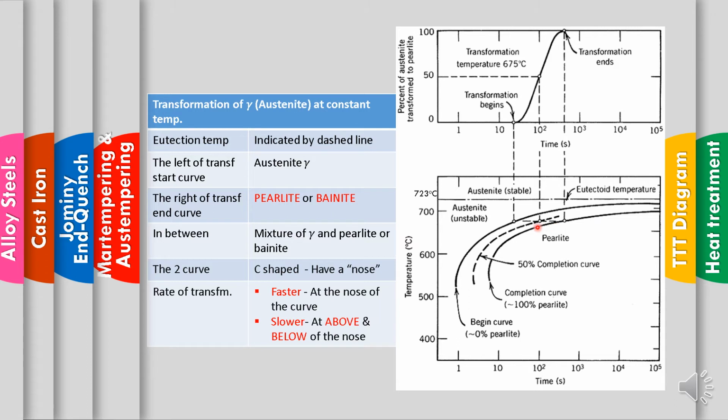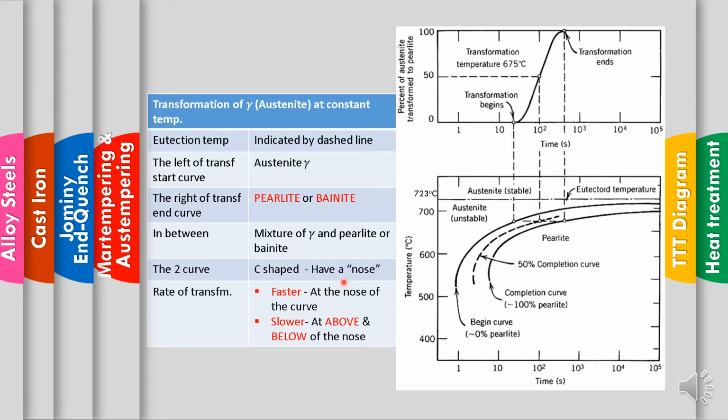In this region, we have two phases. We have pearlite and bainite here. It depends on the temperature range, at a certain temperature. In between is the mixture of the austenite and pearlite or bainite here. And then we have the two curves, which are basically C-shaped. So the term they call it is the nose.